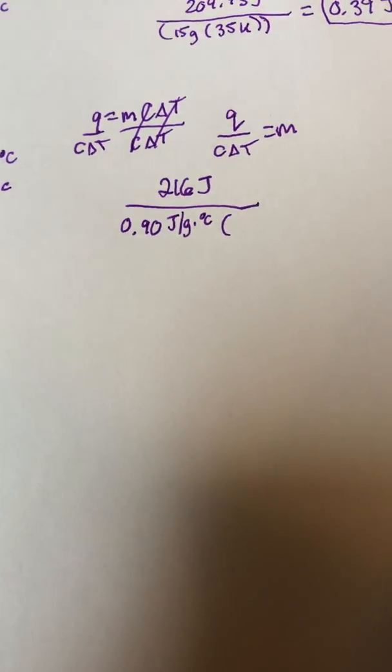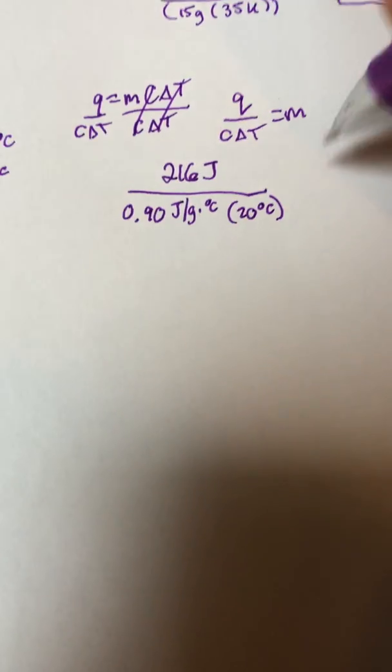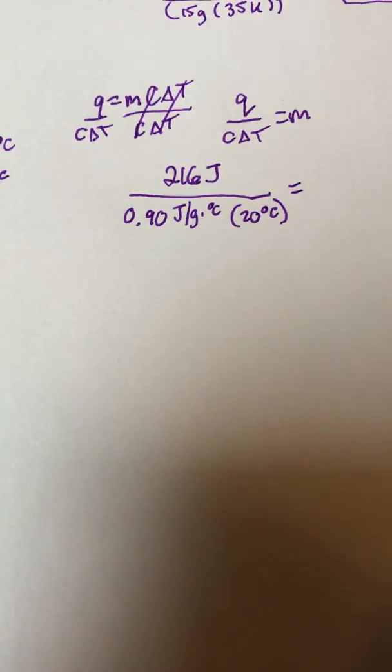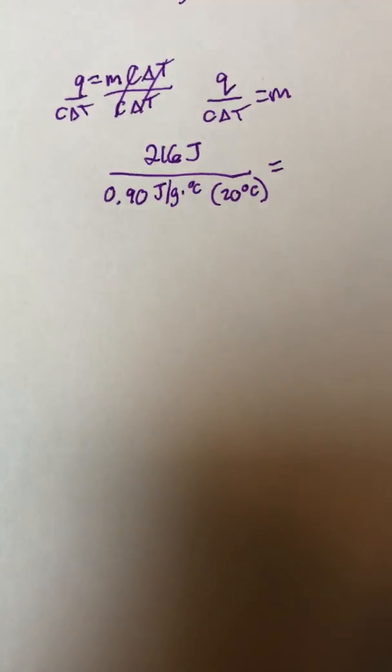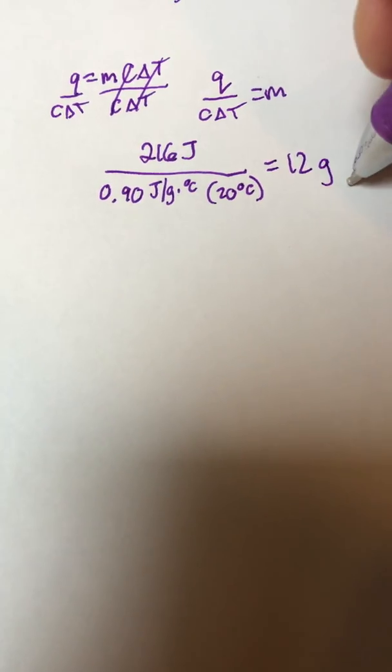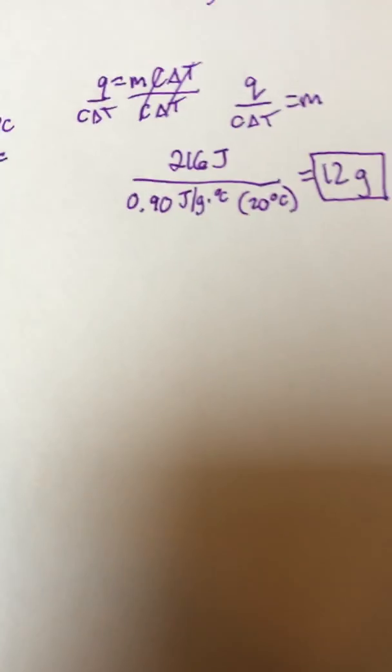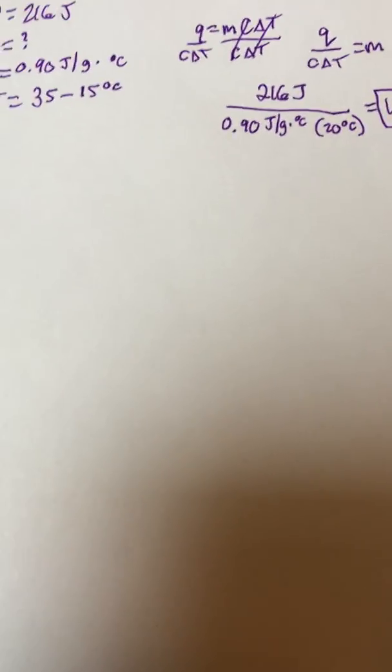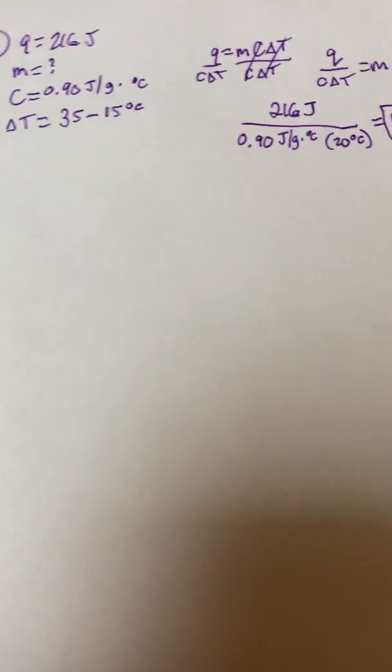216 joules divided by my specific heat capacity of 0.90 joules per gram Celsius. And my change in temperature should be 20 degrees Celsius. And I can calculate now my mass, which when I do that, I should get 12 grams. And that should be your final answer. Once again, don't worry about significant figures because they didn't ask for it.